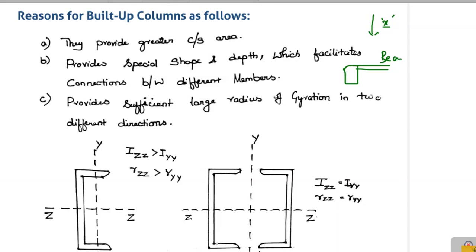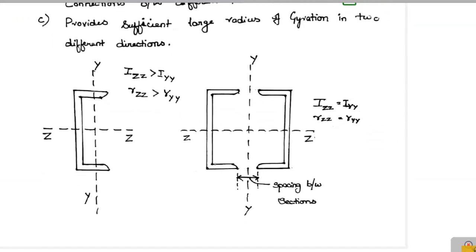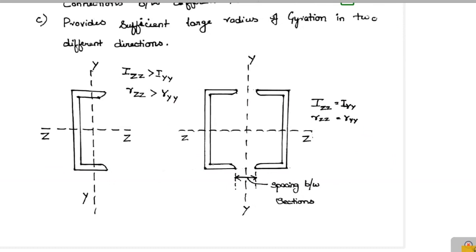And the third one is that they provide a sufficiently large radius of gyration in two different directions also. So let me give you a little more description about this point with this figure. See, in the first figure you see an individual channel section.